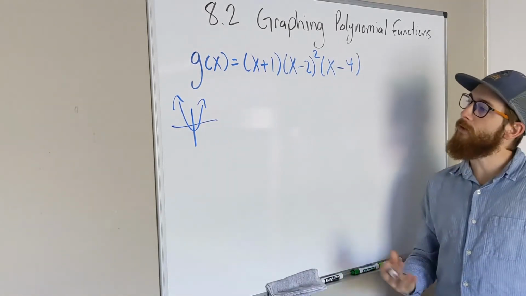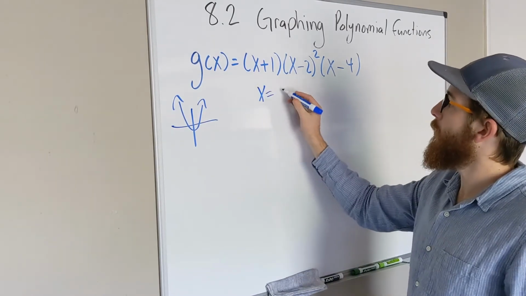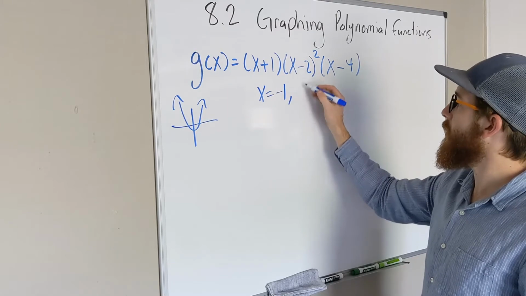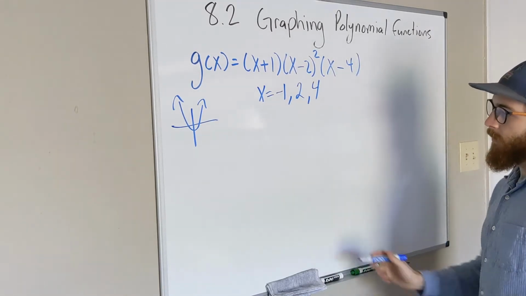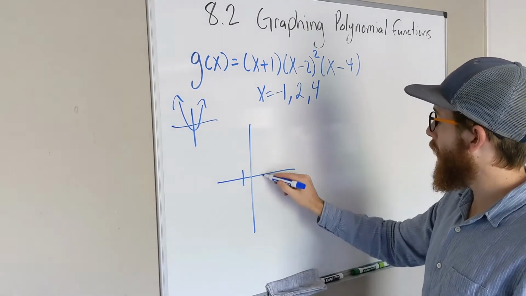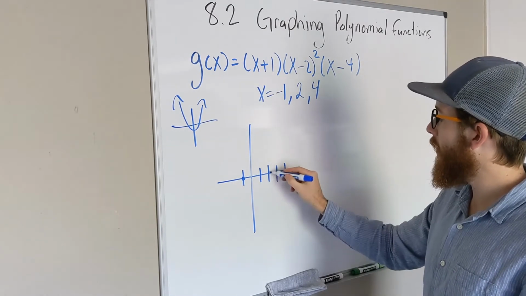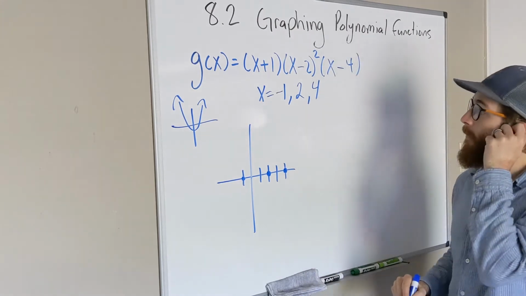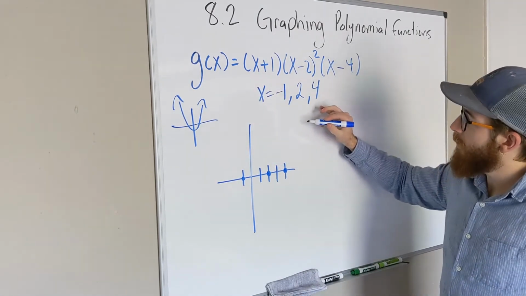Okay, so what I want to do now is first I have to find the zeros. So x equals -1, because setting that to 0 gives me -1, setting this to 0 gives me 2, and lastly I have 4. Okay, so what I want to do is plot these real quick. -1, 1, 2, 3, 4. So we have -1, 2 and 4. Okay, now we know the end goes up on both ends.